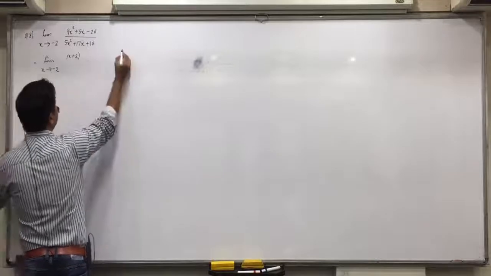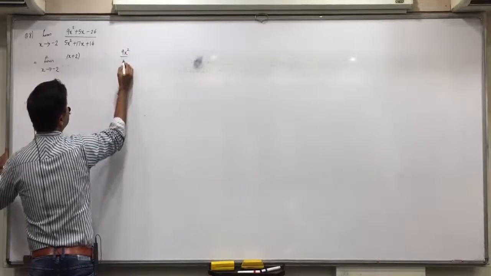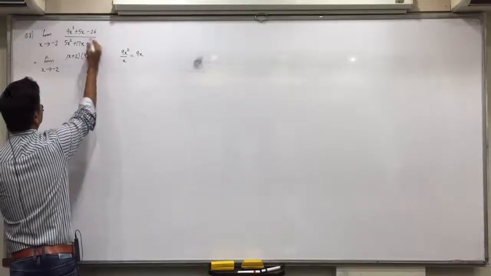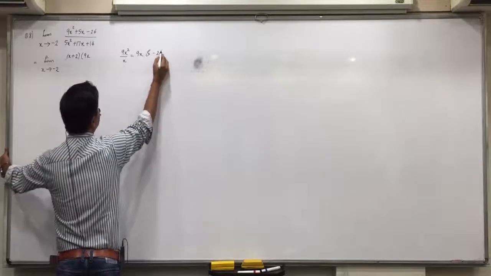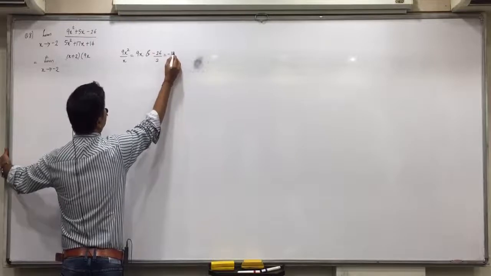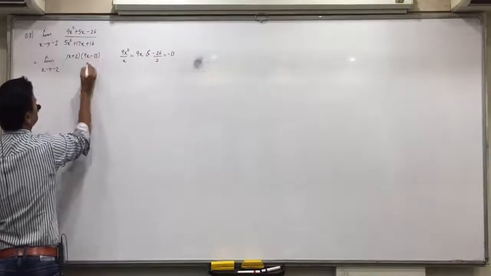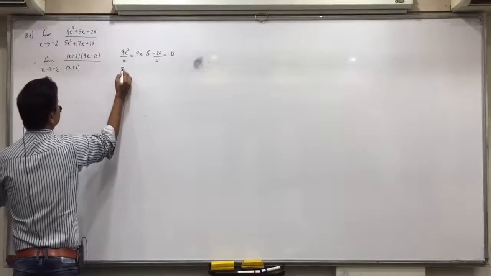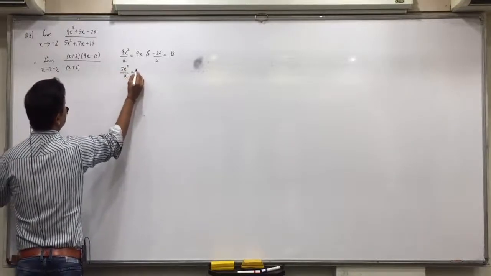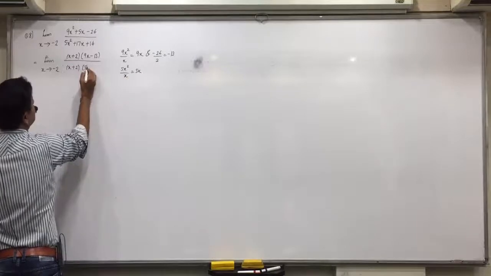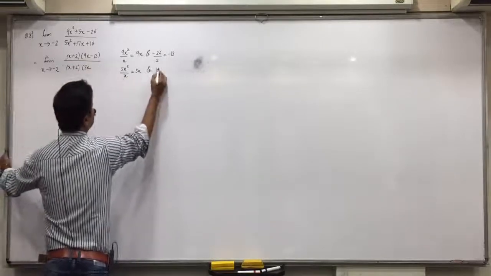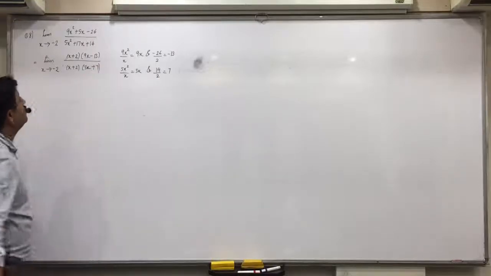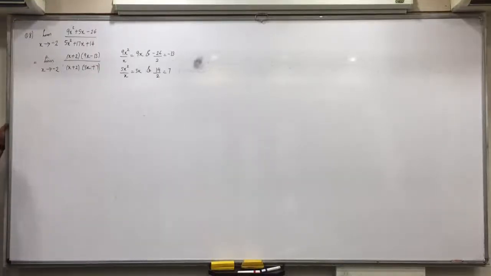Now 9x square divided by x is 9x. And minus 26 divided by 2 is minus 13. Divided by x plus 2. 5x square divided by x is 5x. And 14 divided by 2 is plus 7. Did you understand the two factors, everyone?